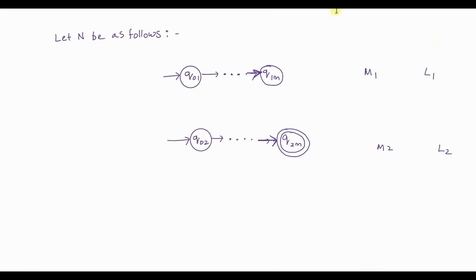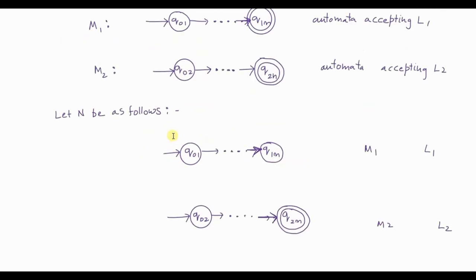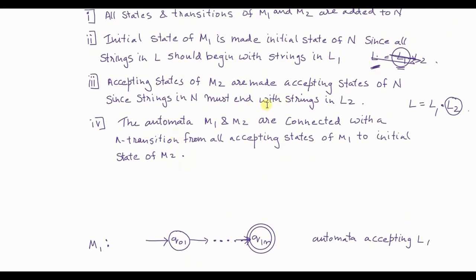So which will be the final state of N? The final states of the second machine, no matter how many there are, will be the final states of N. Whereas the final state of machine 1 is no longer a final state, because the output which comes over here will then be given as input to the second machine. Correct? So that's the meaning of it.